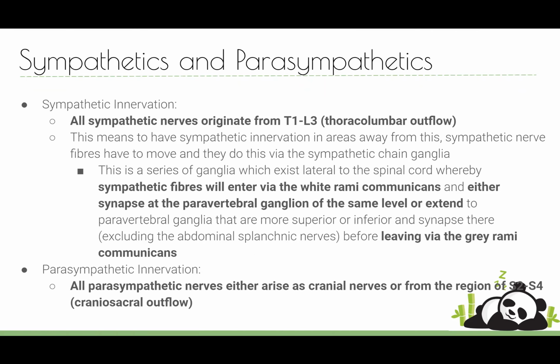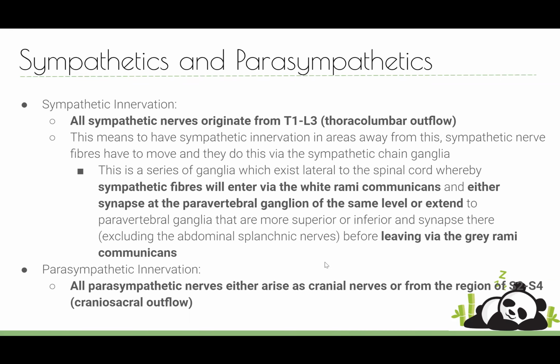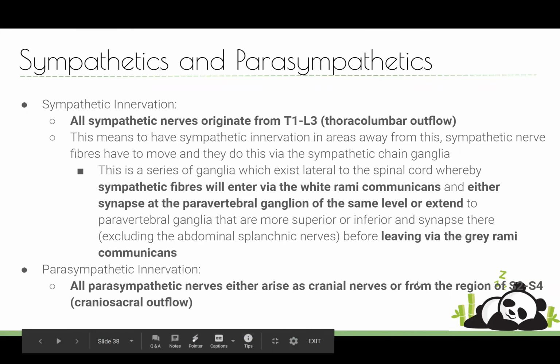All sympathetic nerves in general go from T1 to L3, so they come from those areas. This means that if you want sympathetic innervation somewhere else, you need a way to get there. This is done by a series of ganglia that exist on each side. The ganglia are just little bodies of cell bodies. They will enter through a white rami communicans and either synapse at the paravertebral ganglion, so these side ganglia, or they will go up or below and then synapse there as well.